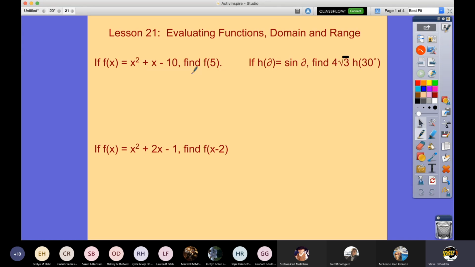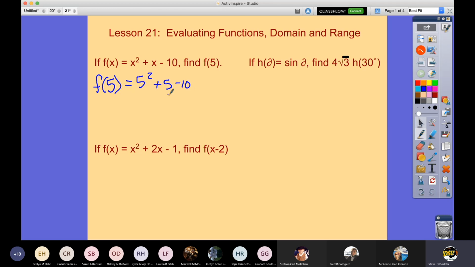All right, so to be able to do this one, we are trying to find f of 5. All that means is wherever we see an x, we're plugging in this 5. So here's an x. We're solving for f of 5, so we're not going to move this 5 at all. We're just going to set this f of 5 equal to the right side of the equation. So 5 squared plus 5 minus 10.